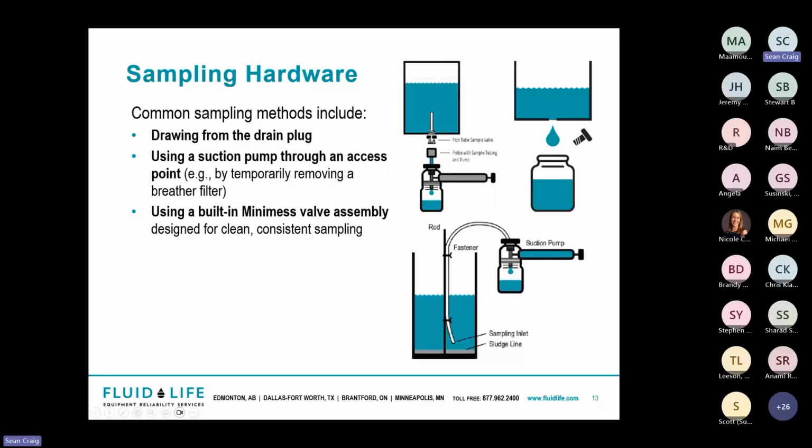The last one is mini-mess valve assemblies. You can see it here in the top picture, with the little pitot tip. These are considered the best practice for clean, repeatable sampling. You could do it on a pressurized or non-pressurized system. Very commonly used in hydraulic systems, and depending on the application and the equipment, you have different locations where you can install these mini-mess valves, this sampling hardware. And obviously it makes it much easier if you have a dedicated sampling point.